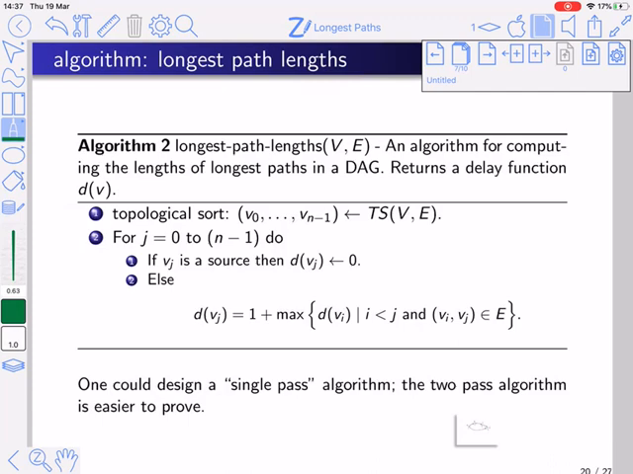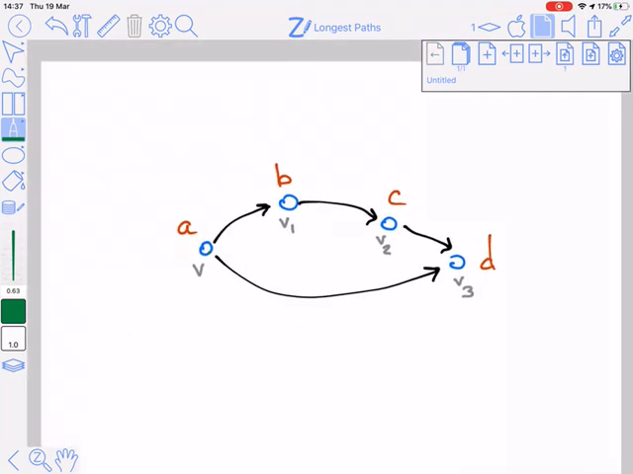Before we do that, I want to show you an example of how the algorithm is executed. So the first thing we do, we sort the vertices in topological ordering. So we have the vertices A, B, C, D, and we apply topological sorting to them to get the order V0, V1, V2, V3. Good. Having sorted the vertices in topological order, we now scan them.